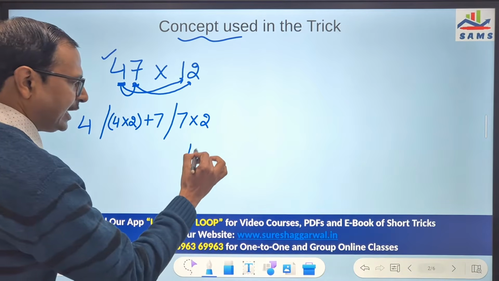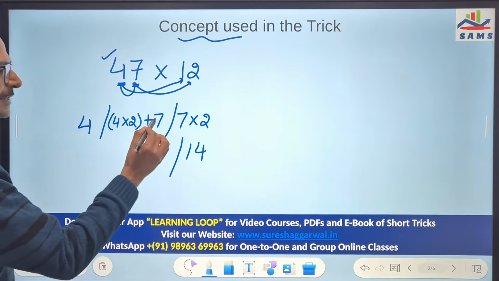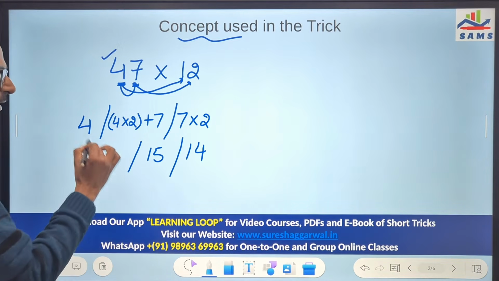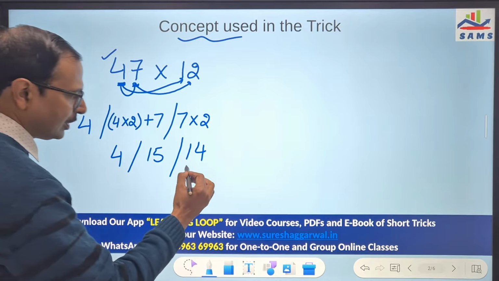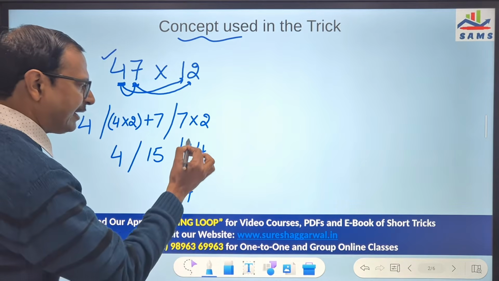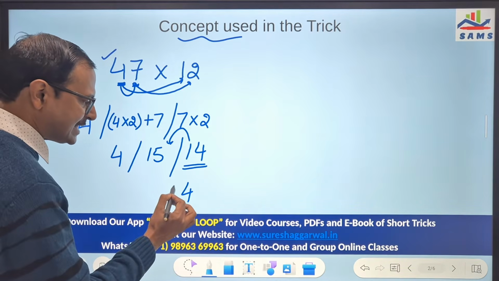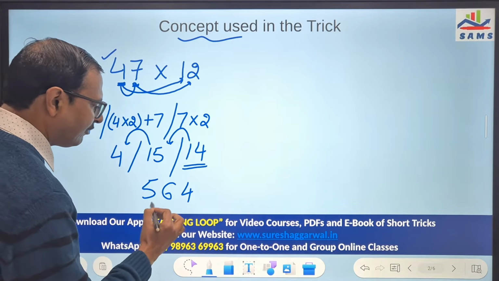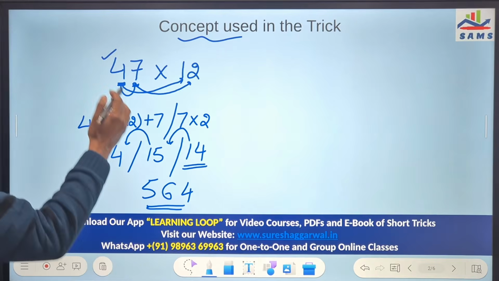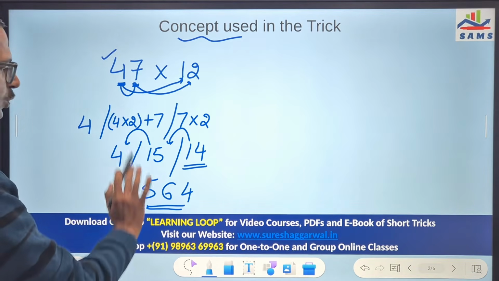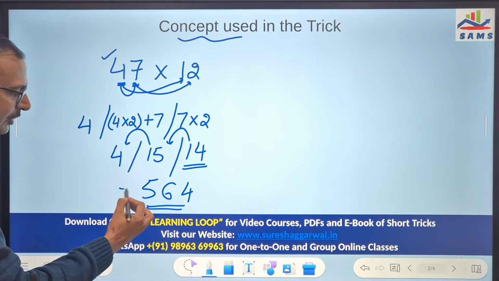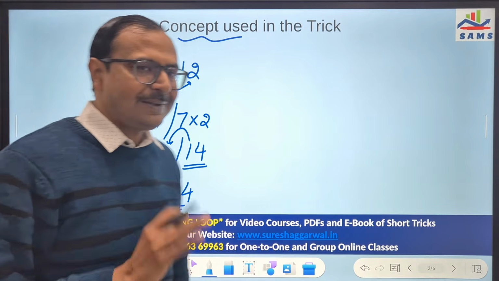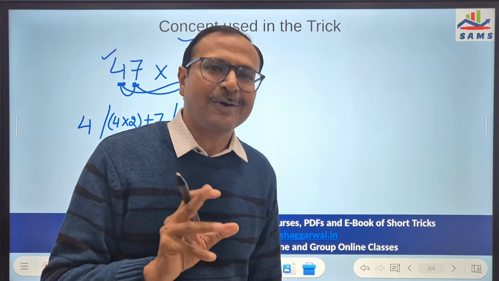So what will we get here? This will become 14 and this will become 8 plus 7, 15, and this will become 4. See, 14 means 4 and a 1 carry, 15 plus 1, 16, so 6 and a 1 carry, and 4 becomes 5. 564 is the product of these two numbers, and you can check using the calculator. This is not going to be difficult and wrong.